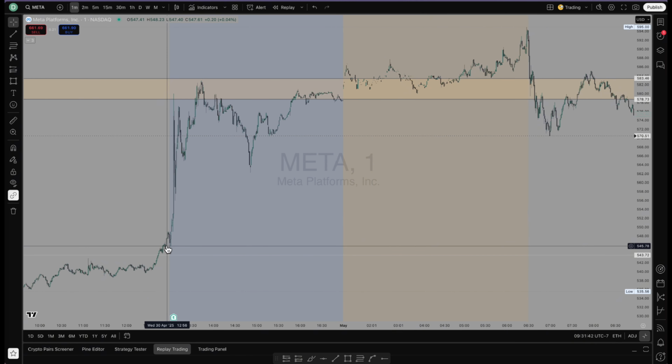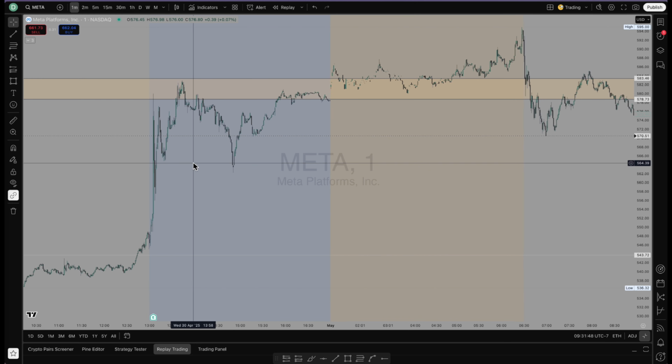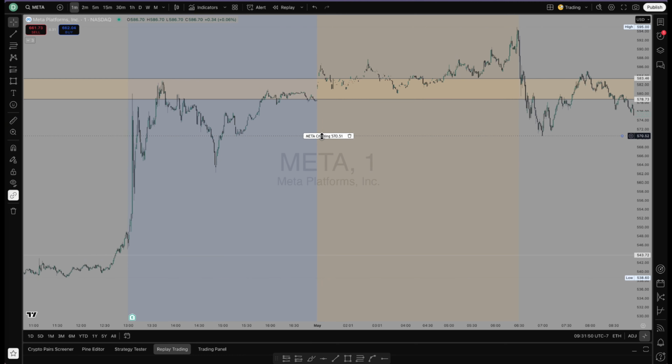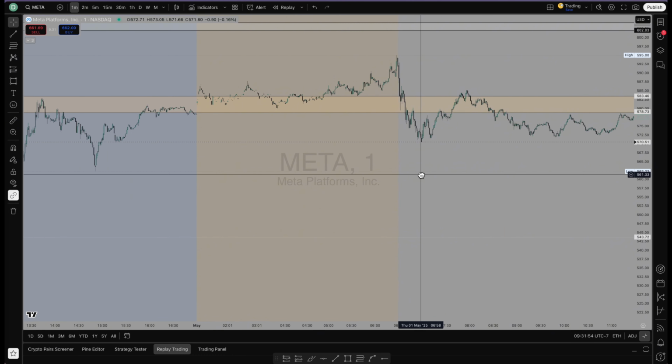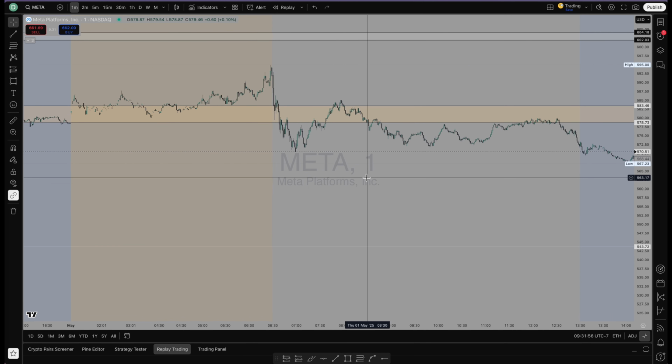They beat all expectations. So Meta, as you can see, rallied after hours. It broke that 550 level. It even rallied to the 590s. And then when the market opened up the next day, May 1st, we sold off, like profit taking obviously, but we still maintained this 570 level, right?